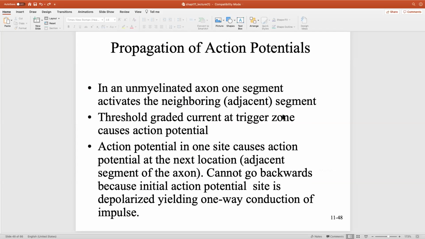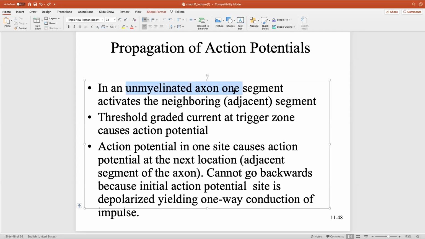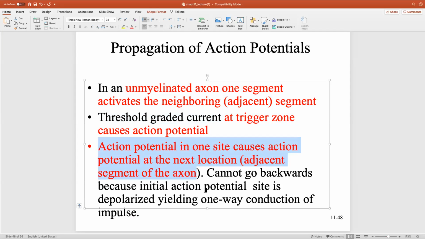Now, propagation of action potentials. In myelinated and unmyelinated axons, we will need to propagate action potentials. Now, in an unmyelinated axon, adjacent segments activate neighboring segments. Threshold graded current at the trigger zone causes an action potential. An action potential in one site causes an action potential in the adjacent segment of the axon. Action potentials cannot go backwards, they can only go forwards. And we'll talk about why coming up.